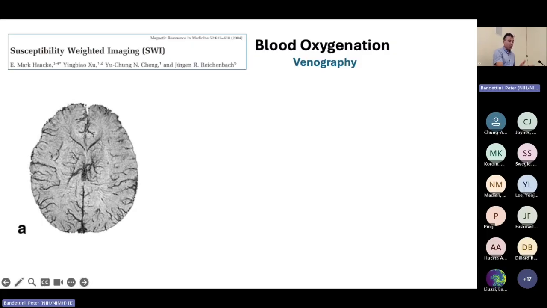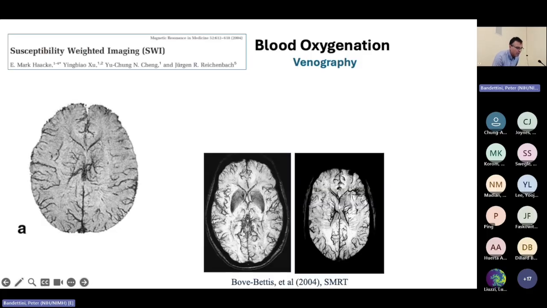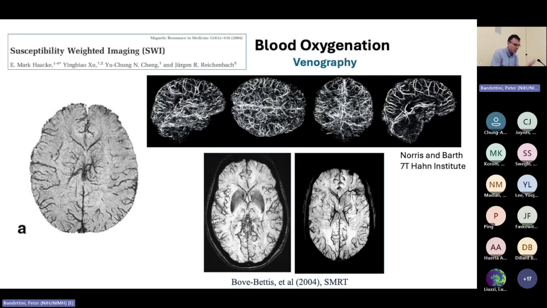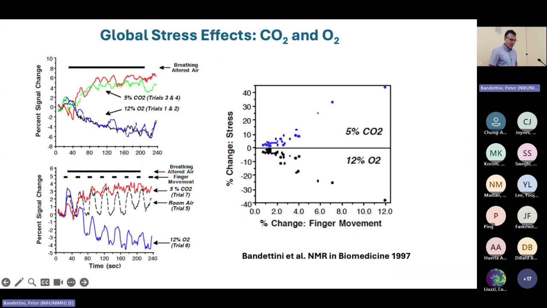And one of the first SWI images was made by Mark Haacke in 1994. Is that 1994? Yeah. And then there's other methods. It's become incredibly good. There's even more spectacular images here, right here. So, all right, I will continue on a little bit longer, but I don't want to keep you too long.